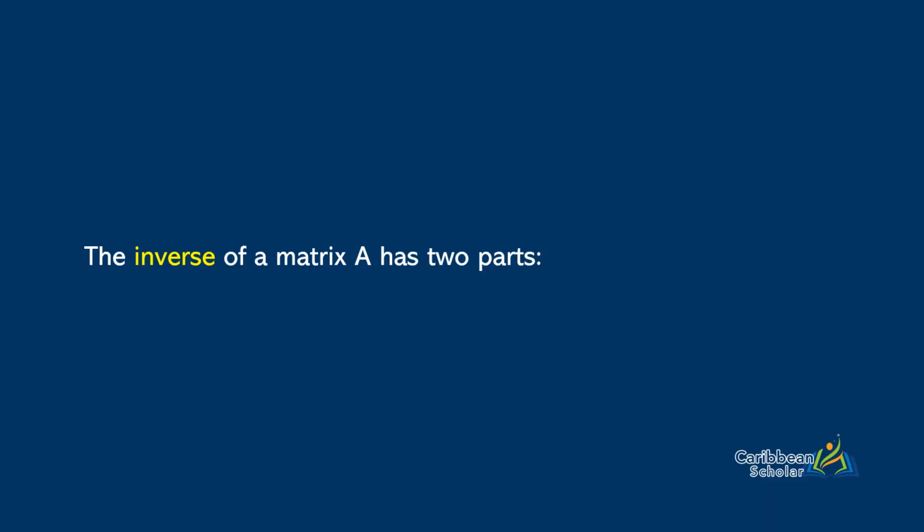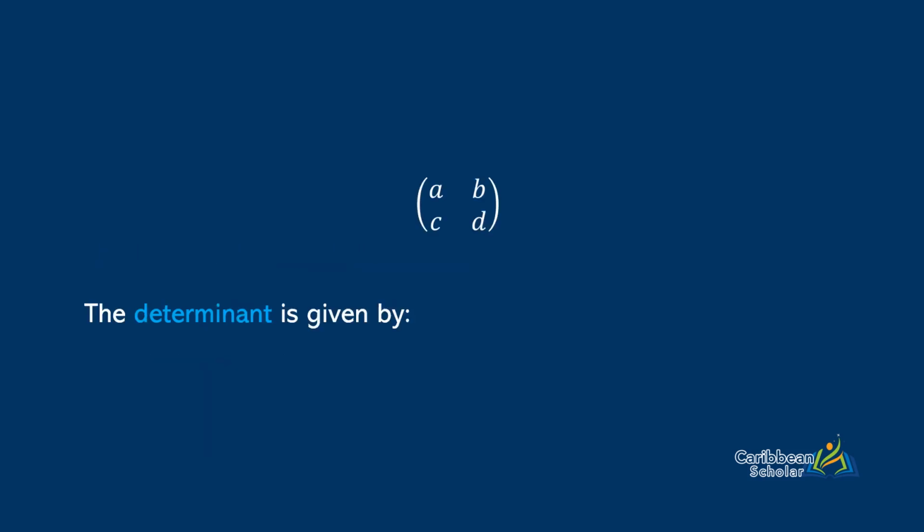Now, the inverse of a matrix A has two parts. The first is the determinant of A, and the second is the adjoint of A. If we had a 2x2 matrix with values A, B, C, and D, then the determinant of A is given by AD minus BC. Let's see an example.